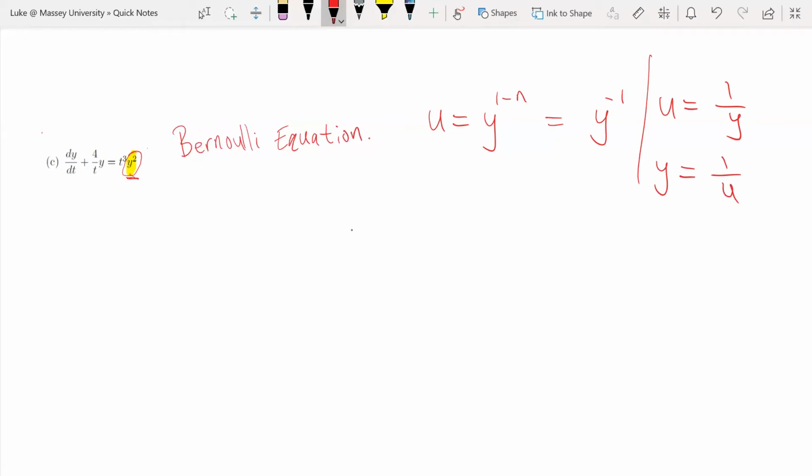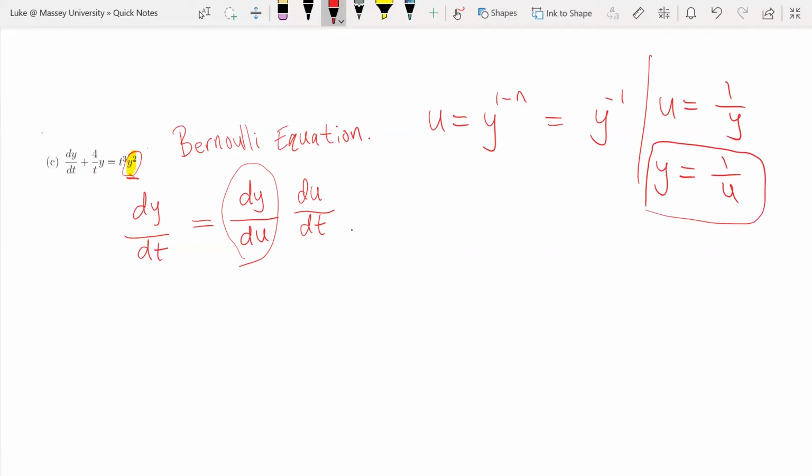Okay, well, what I have in the differential equation is dy by dt. So I need to be able to write dy by dt using the chain rule as dy by du times du by dt. This first term in the chain rule I can easily calculate. I just take the derivative of y with respect to u. So y is equal to 1 over u. If I take the derivative of that with respect to u, I get negative 1 over u squared.